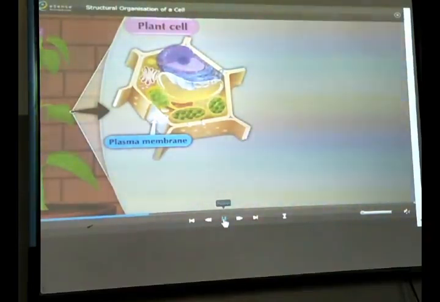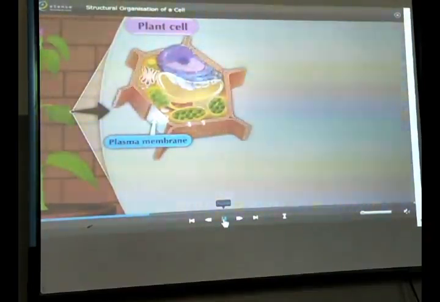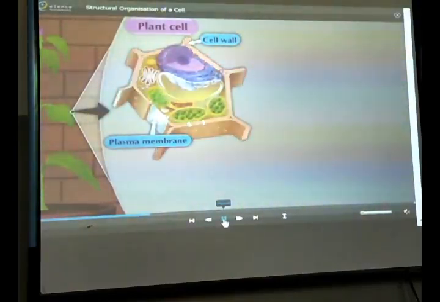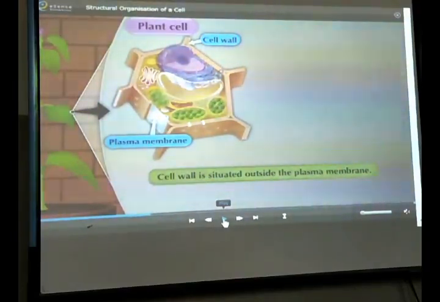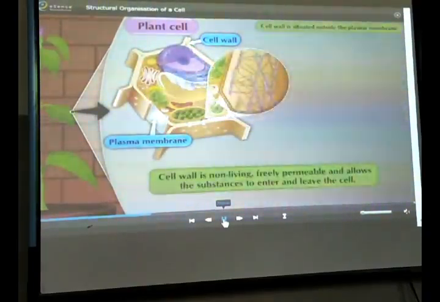The cell wall of this plant cell also helps this cell. Here the cell wall is situated outside the plasma membrane, so it also helps with exit and entry. So in a plant cell we can understand that the cell wall is non-living, freely permeable, and allows substances to enter and leave the cell. So keep in mind, the cell wall of a plant cell is non-living.